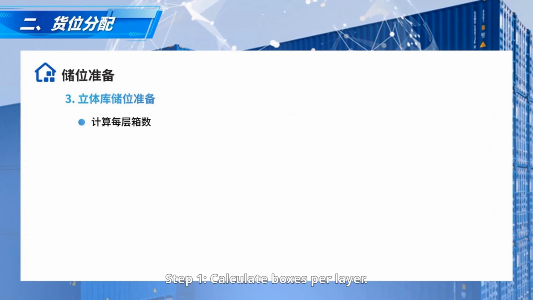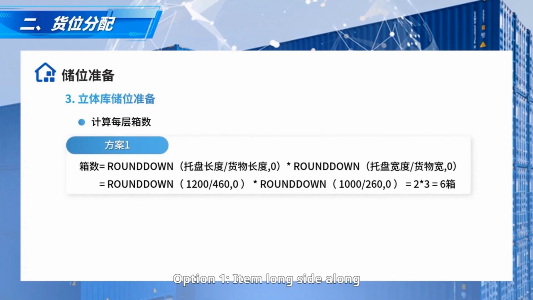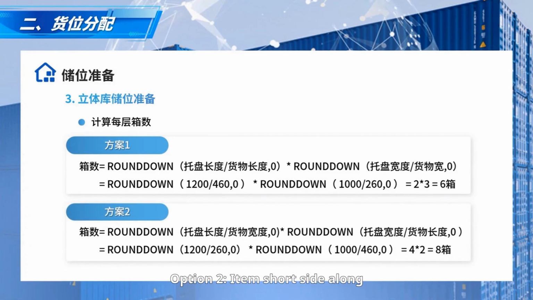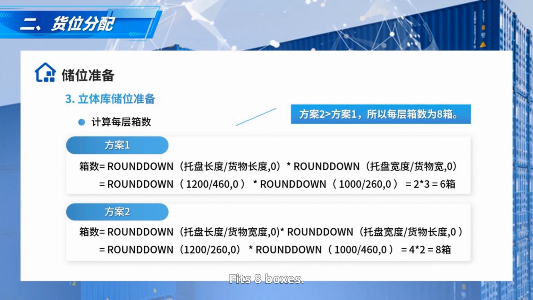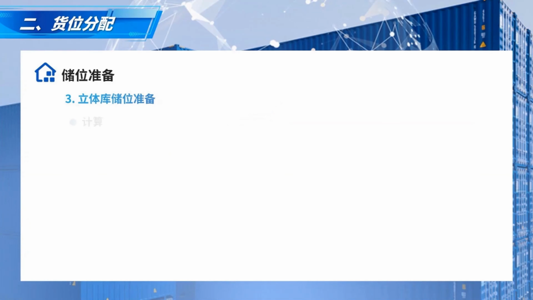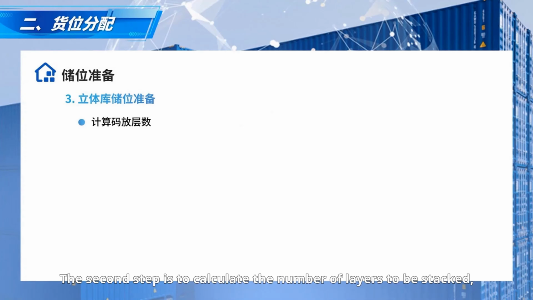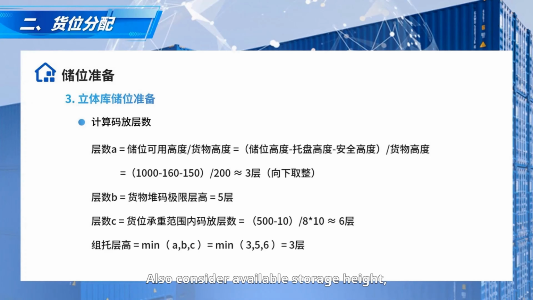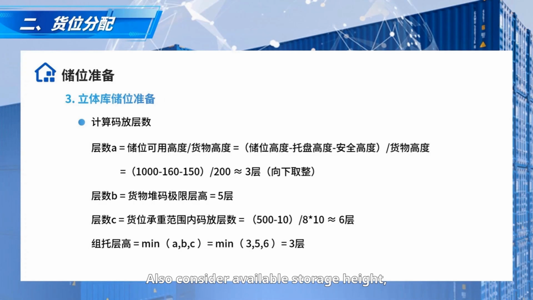Step 1. Calculate boxes per layer. Option 1, item long side along pallet's long side, fits 6 boxes. Option 2, item short side along pallet's long side, fits 8 boxes. The second step is to calculate the number of layers to be stacked. Also consider available storage height, max stacking height, and weight limits. Take the minimum layer count from these limits. The result is 3 layers.